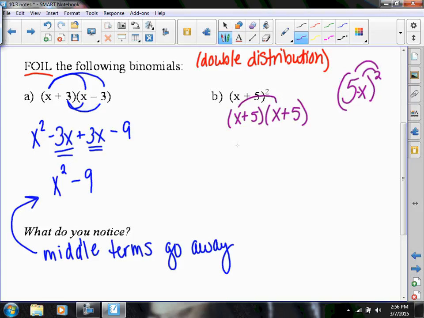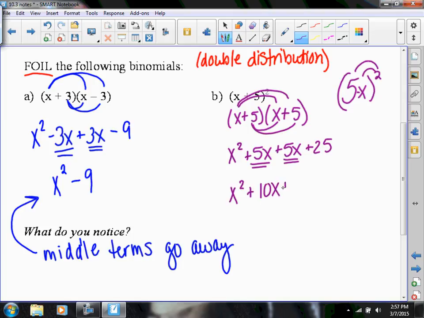So x times x is x squared. X times 5 is 5x. Then I'm going to take the 5 times the x, so that's another 5x. And 5 times 5 is 25. Now here again, I have my middle terms that I can combine together. And this time they don't cancel. This time they actually double.